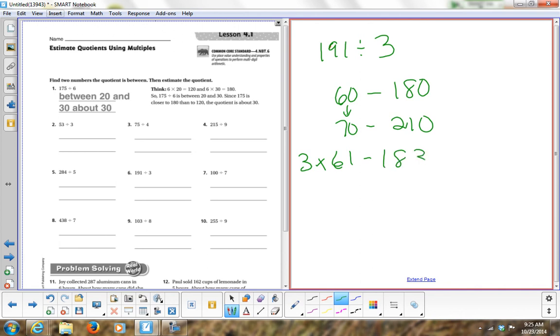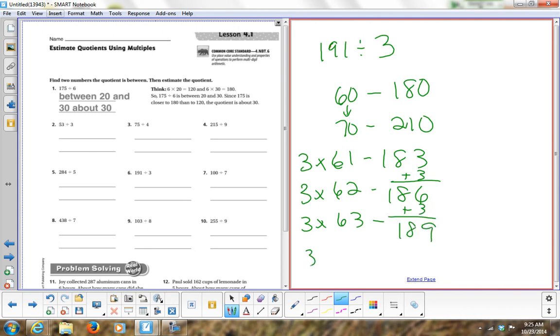So 180 plus 3 is 183. Okay, if I want to find 3 times 62, I'm just going to add on another 3, right? 186. 3 times 63, I'm just going to add on another 3. 189. I'm closer. 3 times 64, I'm going to add 3, which is 192.